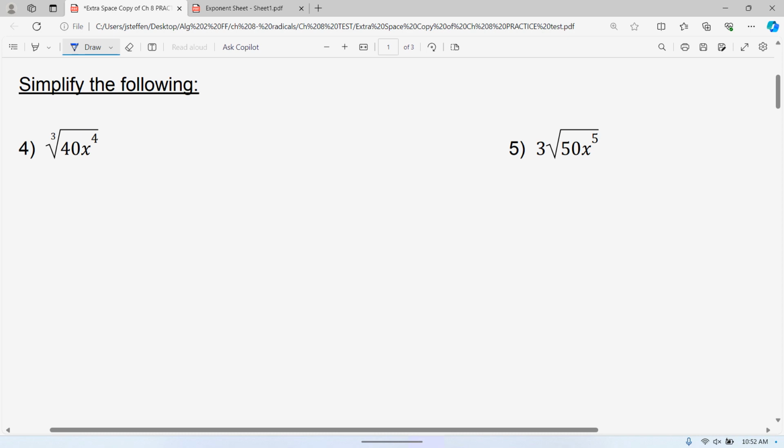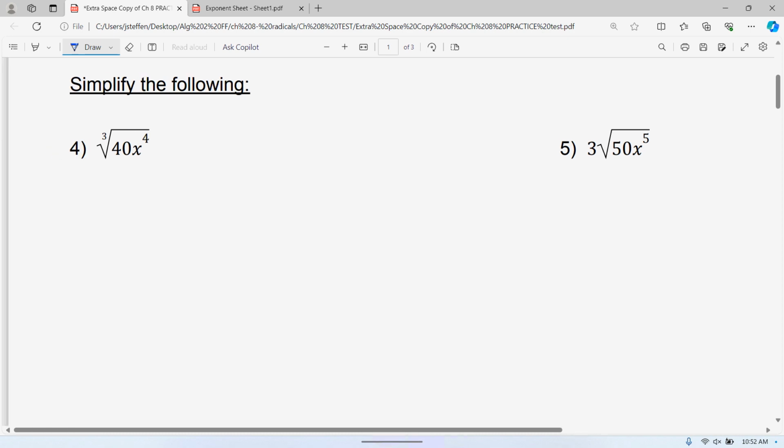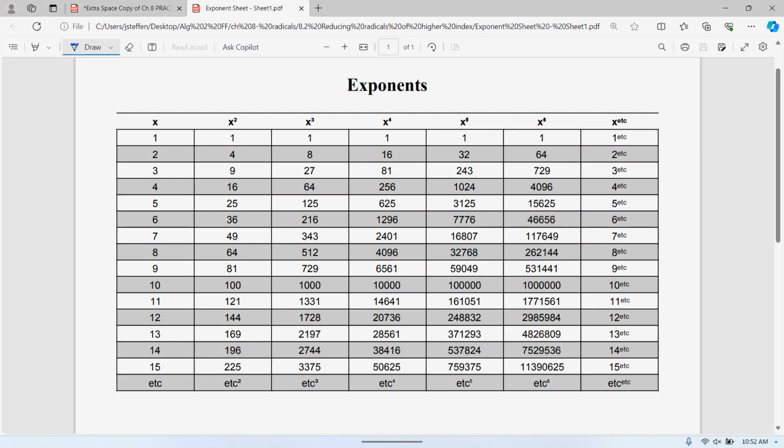So moving on to the simplifying problems, and this is obviously the bulk of this chapter. Doing this one, I'm splitting it up: the third root of 40 and the third root of x to the 4th. Use your exponent sheet if you have to, you will get one of these on the test. I'm probably not going to do the exponent sheet for every single problem today or in this video, but since this is our first one, we will.